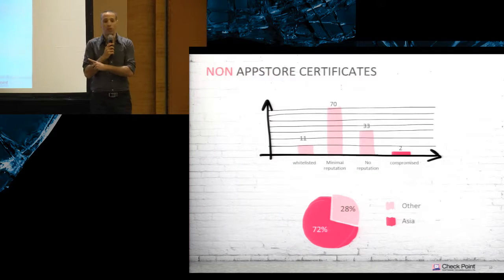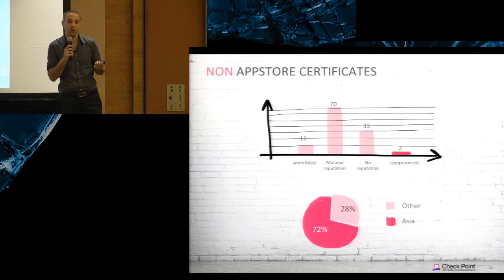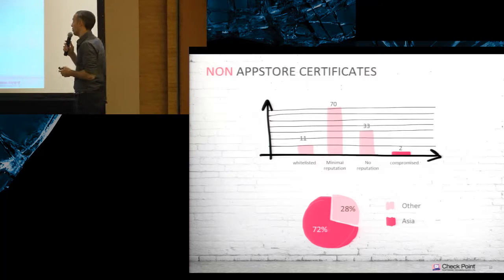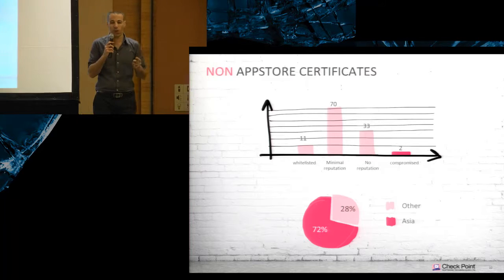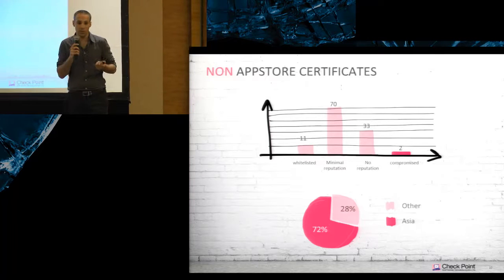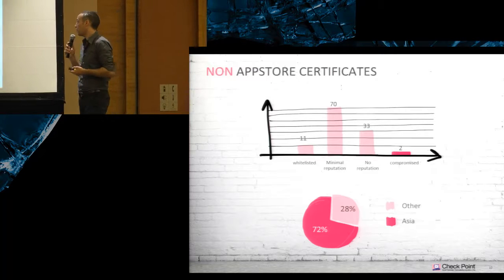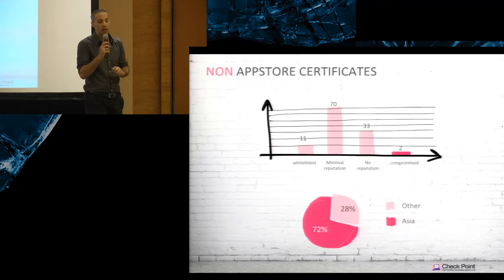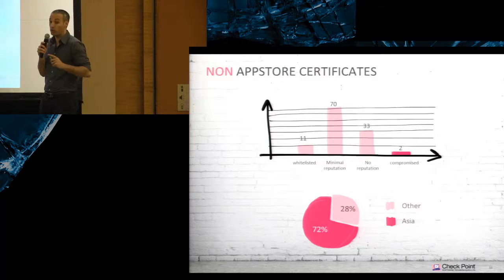11 of these enterprise certificates were whitelisted, meaning that it was either the company's certificate or its subsidiary companies. This is a legit scenario. 70 of them had minimal reputation, meaning that we could find something on the company and in some cases even understand what they are doing, but it was still strange why they deploy their apps to another company. 33 of them didn't have any reputation at all, meaning that you couldn't find any reference on the internet or by other means of who the company is and what they are doing.